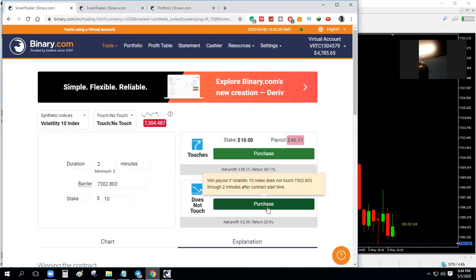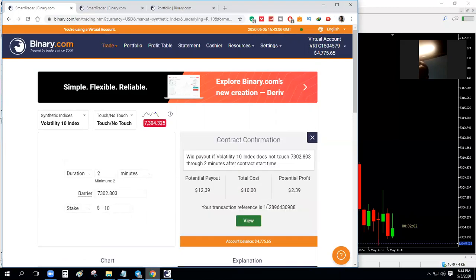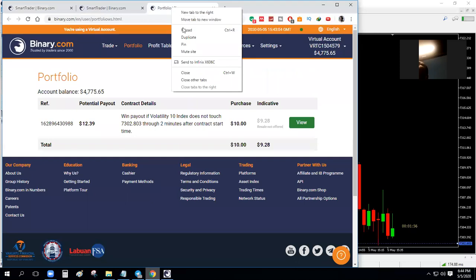Sometimes you have to keep trying. Yes, 23%. Finally, I was able to buy that. Okay, so we'll be able to see whether that trade is a winner or a loser. But remember, I'm just demonstrating.